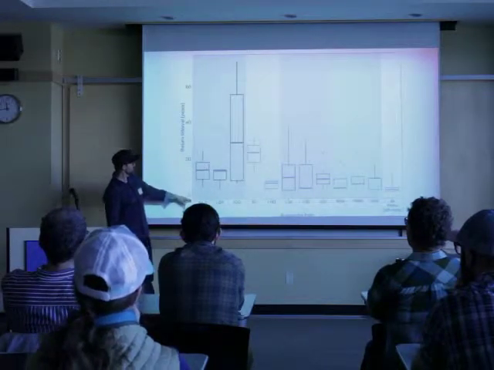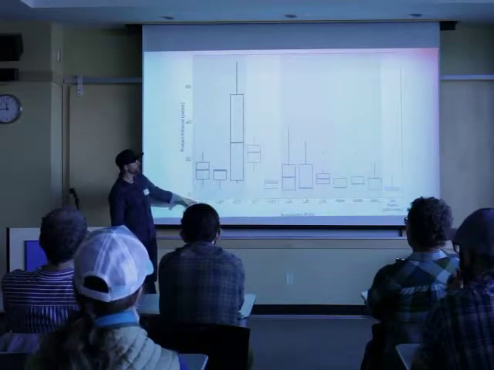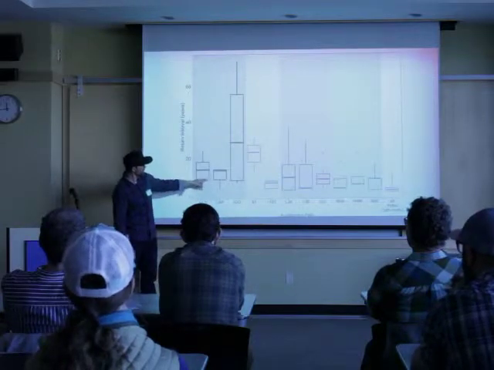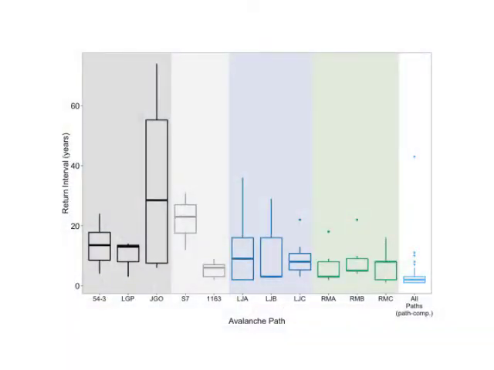So here we're looking at, for example, in Glacier Park, which is the central part of the park, which is dark gray, our 54.3 along the Going to the Sun Road, has somewhere between a 15 and 20-year return period.